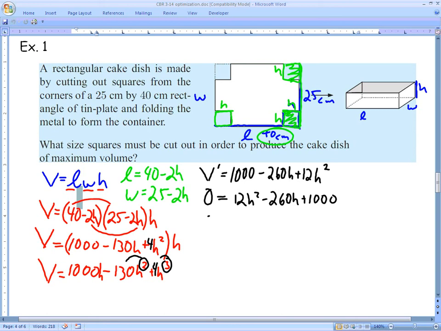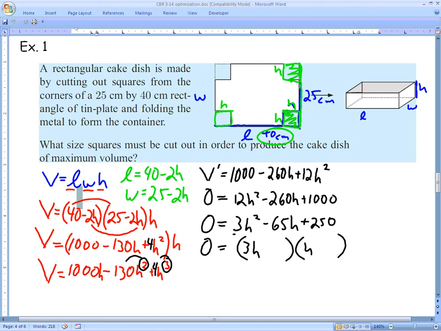And so the first thing I did was I took out a 4, which left me with 3H squared minus 65H plus 250. So I divided 4 from both sides. Obviously 0 divided by 4 stays 0. Now I can rewrite that with its factors. My first terms both have to have H's in them, and one of them has to have a 3, so that 3H times H will end up giving me this 3H squared.